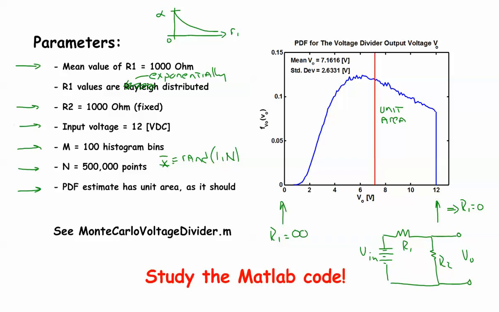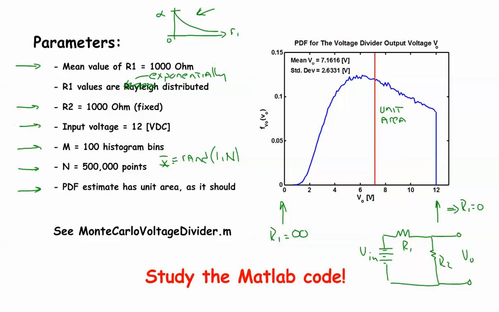Okay, but there's an abrupt transition in the exponential PDF towards 0 resistance values. That's why I get an abrupt end to my probability density function for my output voltage at 12 volts.